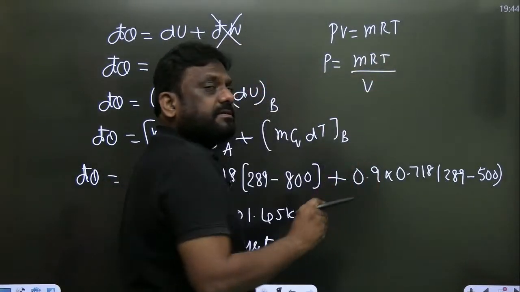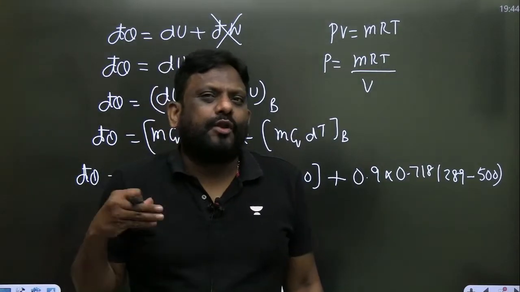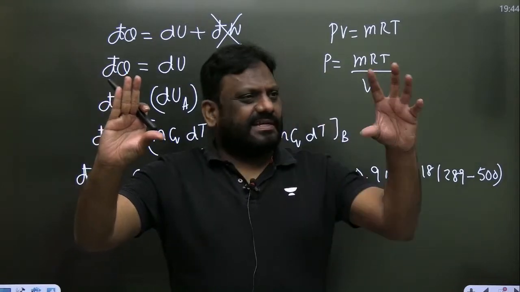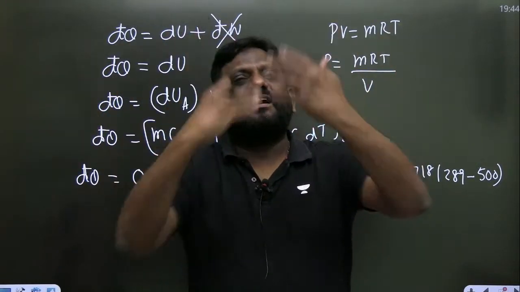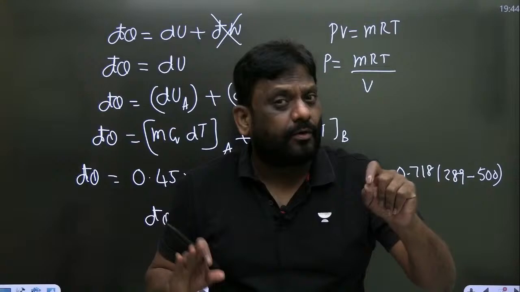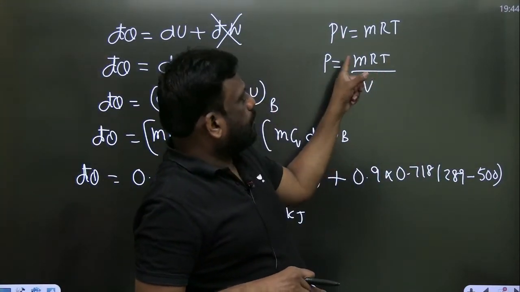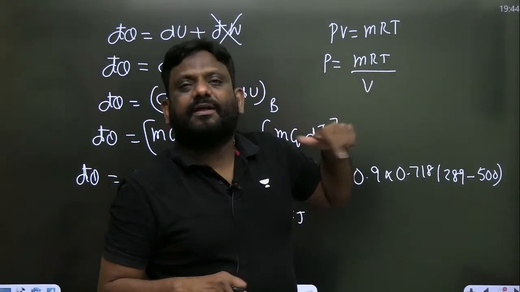Some students wondered why this poor fellow calculated the volume. There is a tank A, there is a tank B. Both mix with each other, and the final volume will be the total volume, which we have already calculated. So total volume and total mass will give you the final equilibrium pressure.